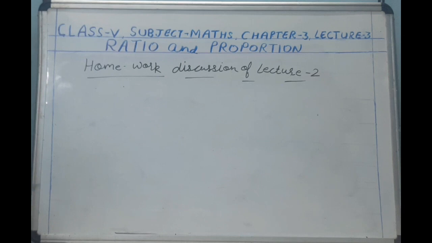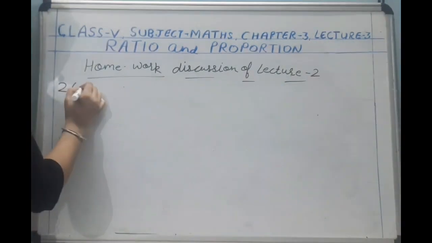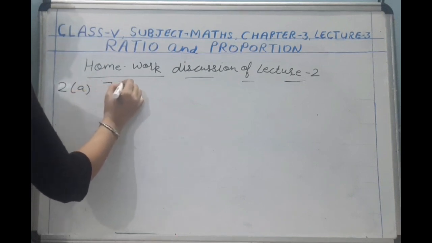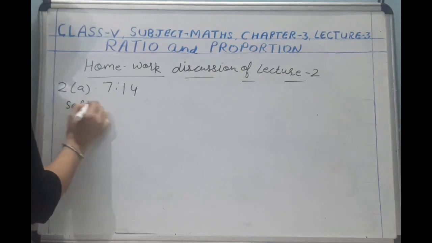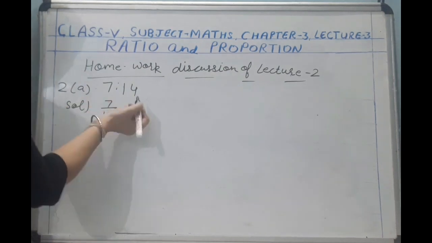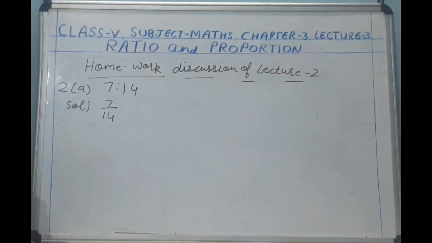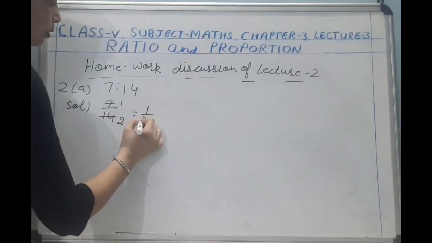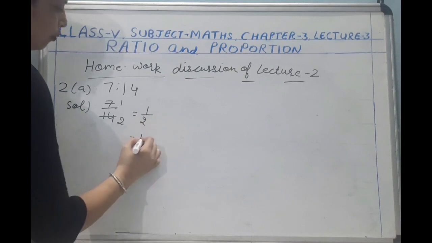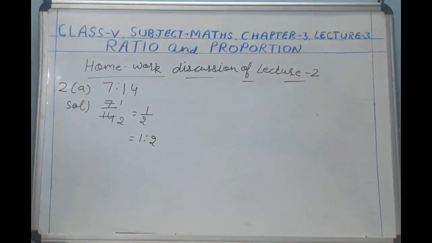Write each of these ratios in the simplest form. You have to write 7 upon 14. 7 ratio 14 will become 7 upon 14. In simplest form, 7 1s are 7, 7 2s are 14. 1 upon 2 can be written as 1 ratio 2. Right?